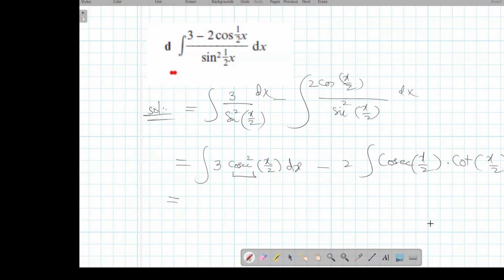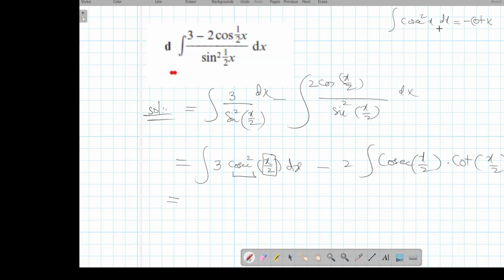Whose derivative is cosec square? Do you know any function whose derivative is cosec square? It's negative cot, right? Yes, negative cot. But here we have a function in the argument, which is x over 2. We know that the antiderivative of cosec square x is negative cot x, simply.